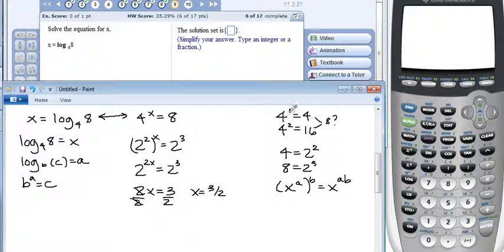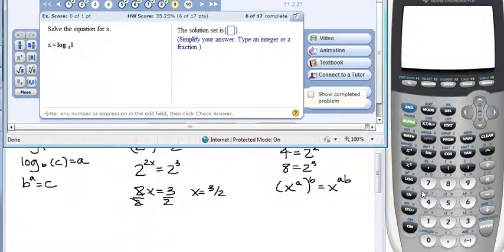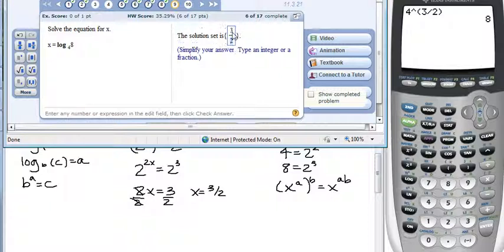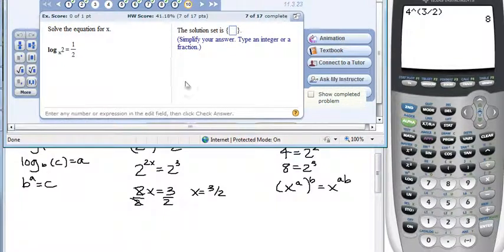Which makes sense because it had to be between 1 and 2. 1 only got me to 4, 2 got me to 16, so it had to be a number in between 1 and 2, and it's 1 1/2. This one wants the fractional form, so I'm going to put 3/2 in there. But first, I should check it here: raise 4 to the 3 divided by 2 power and see if indeed I do get 8. And I do. 3/2, excellent.